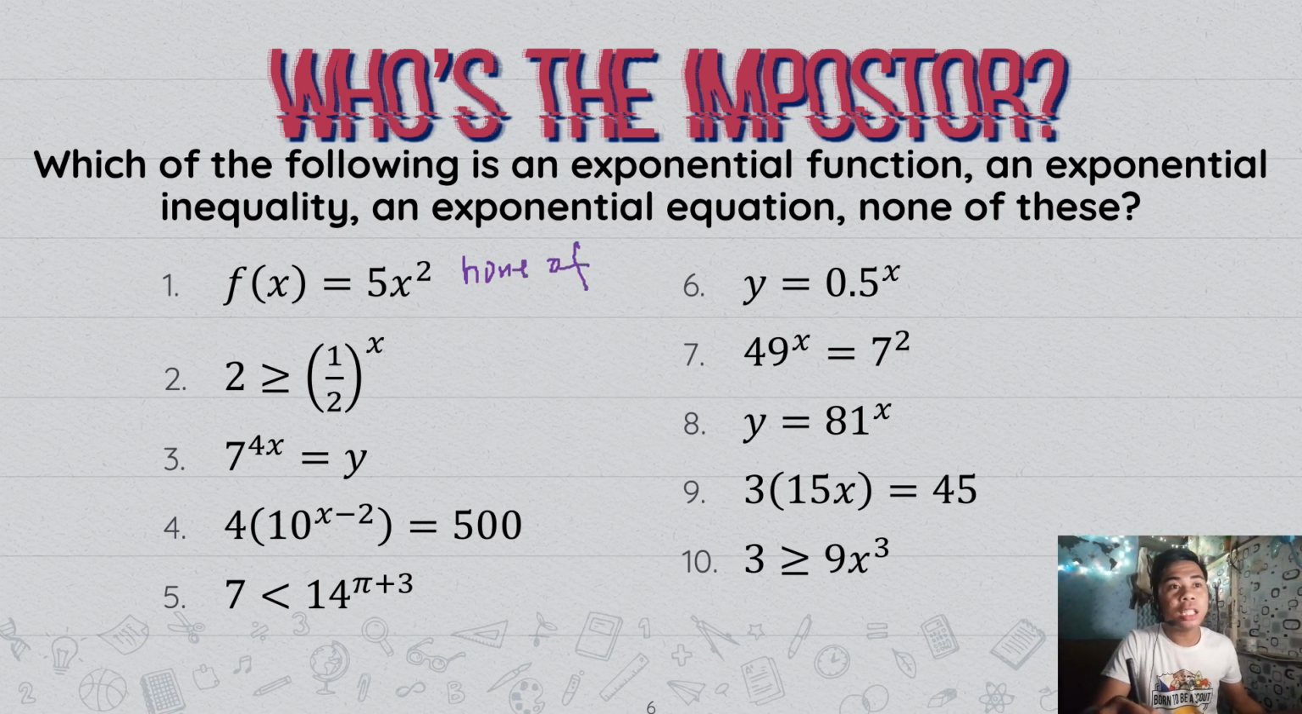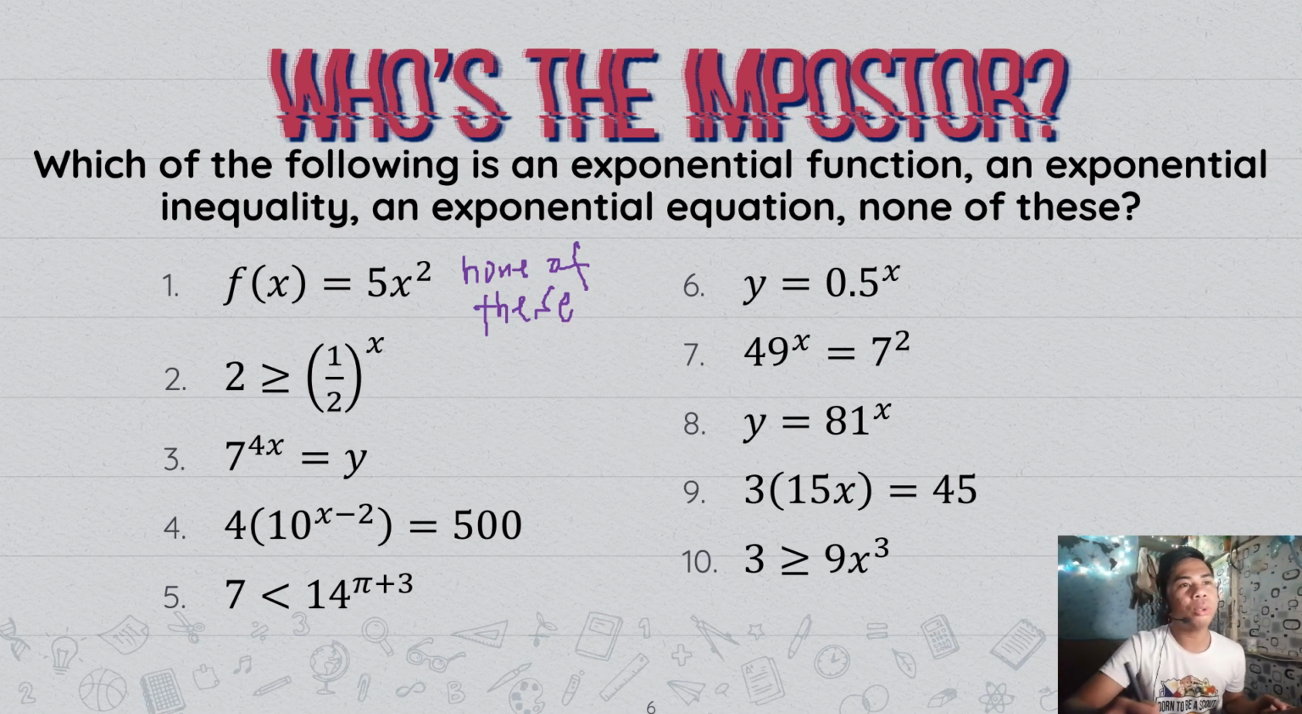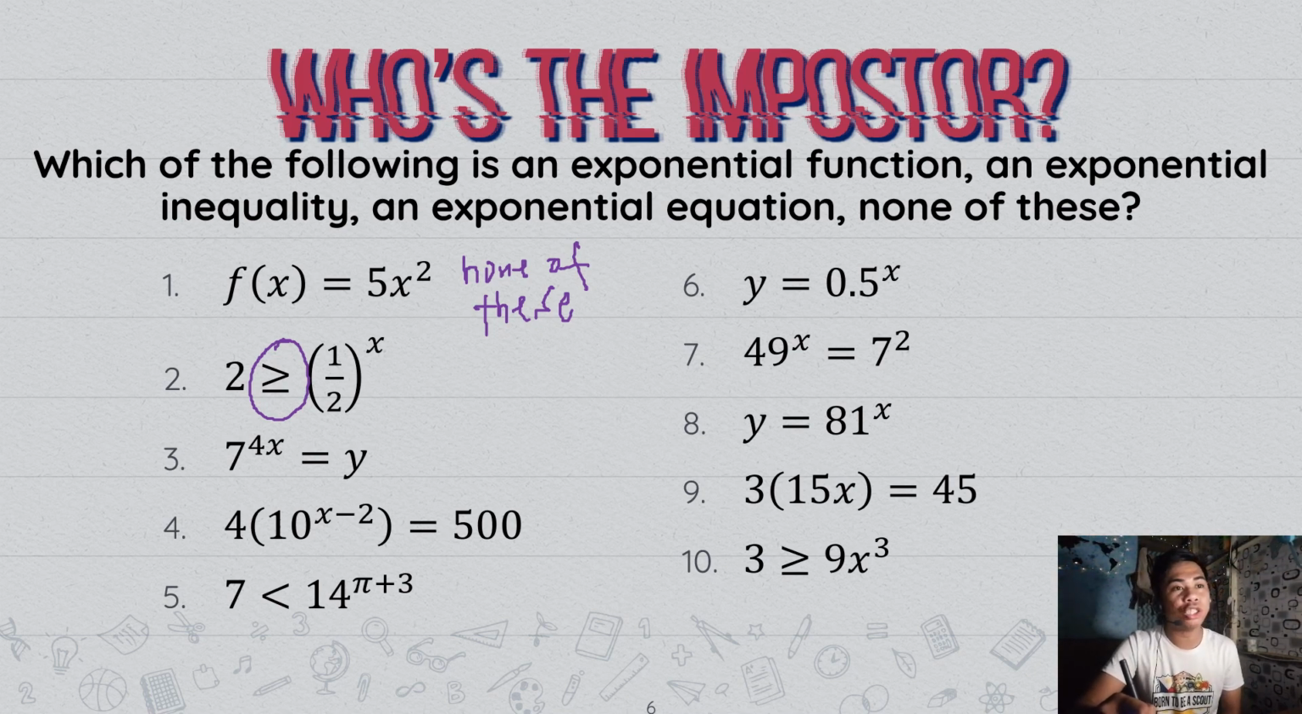Why? Because the first thing that we should look for in our equation or our inequality or our function is that there would be a variable in the exponent, for that item to be called an exponential function, an exponential inequality, or an exponential equation. Number 2, of course, since it uses an inequality symbol, therefore it is an exponential inequality.